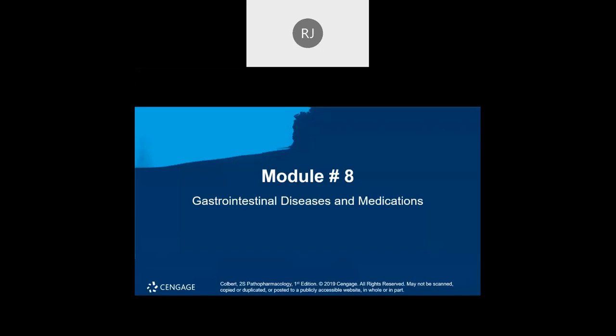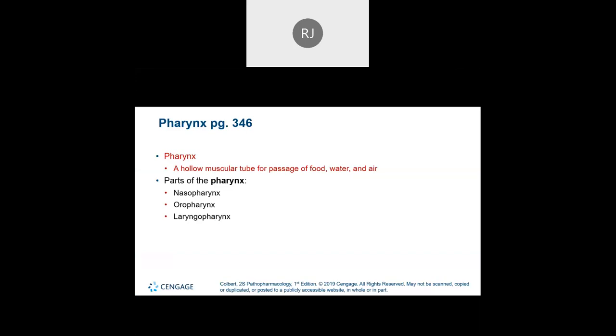Module 8 starts with gastrointestinal diseases and medications. On page 346, it talks about the pharynx, which is a hollow muscle tube for passage of food, water, and air. And the parts of the pharynx include the nasopharynx, oropharynx, and the laryngopharynx.